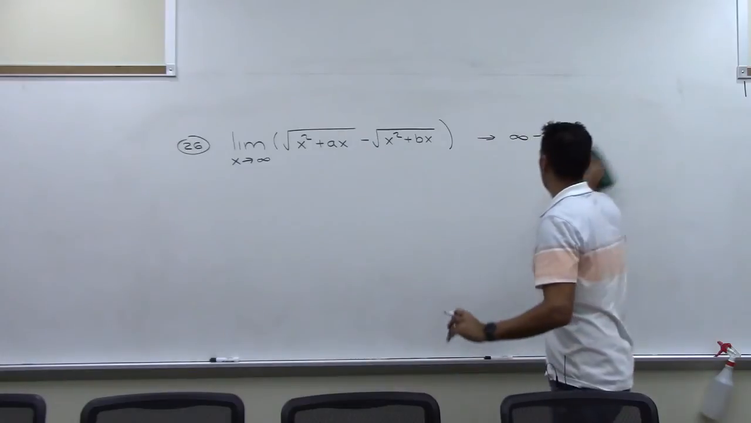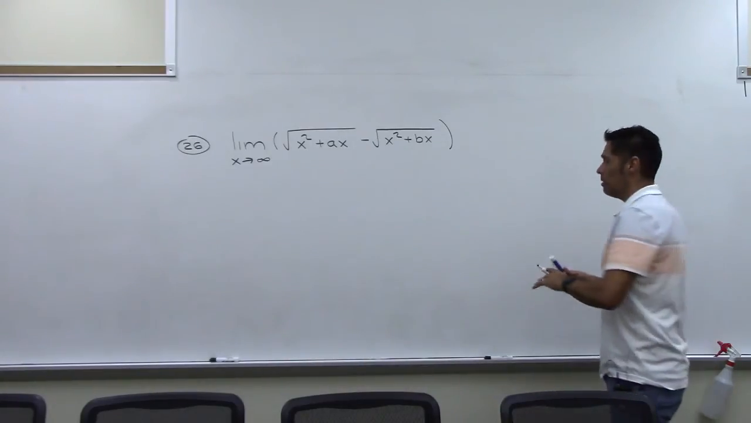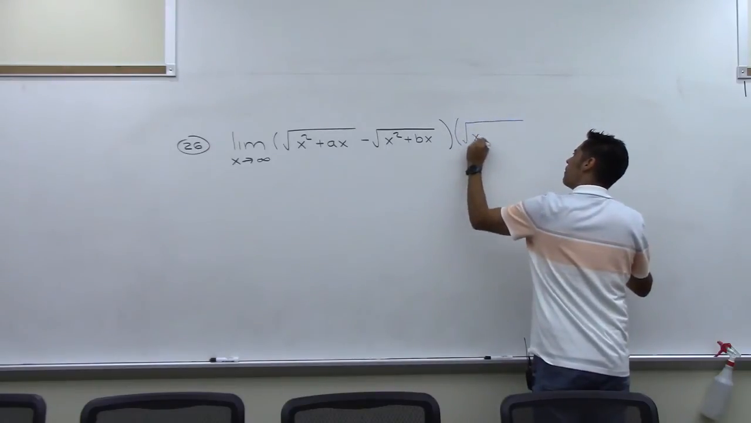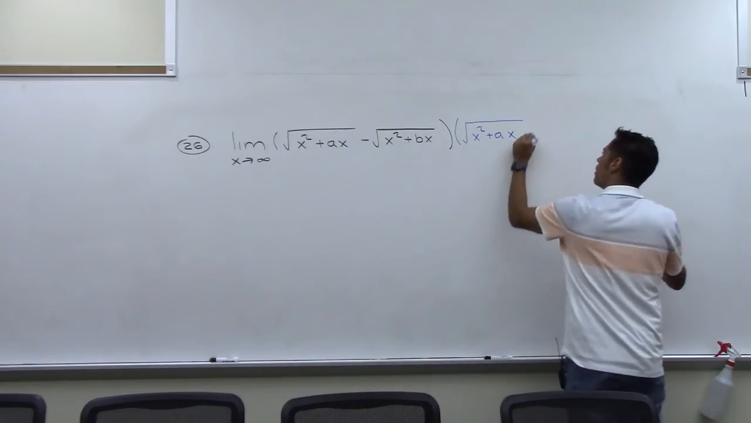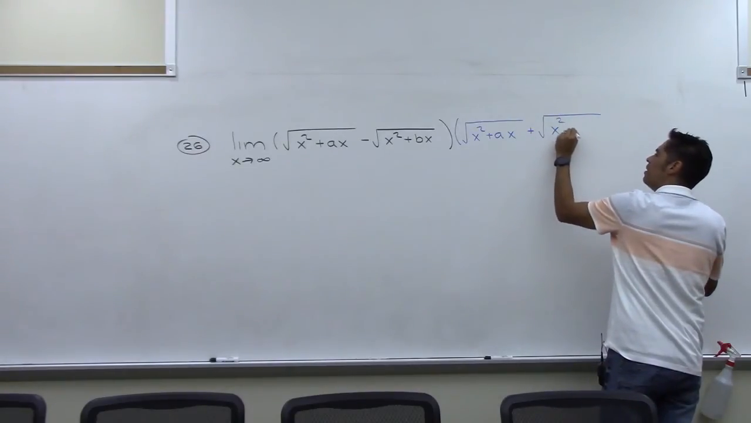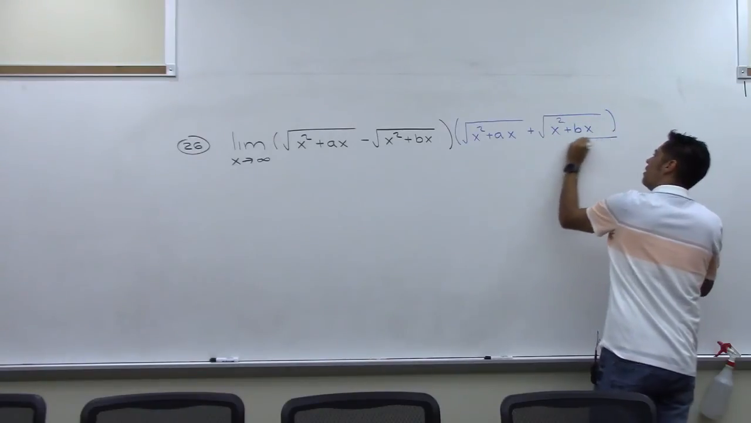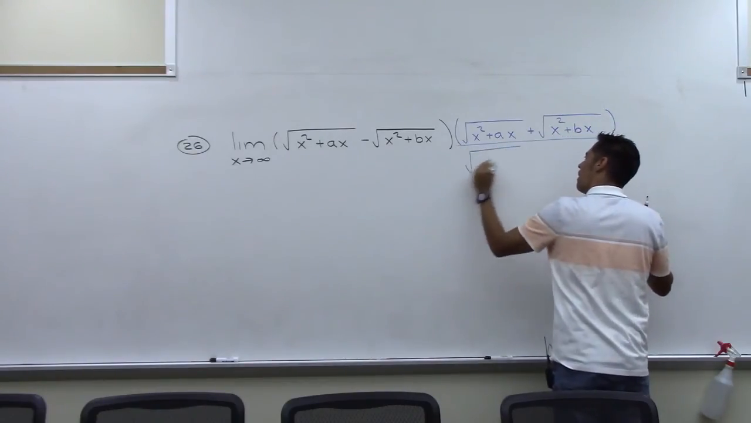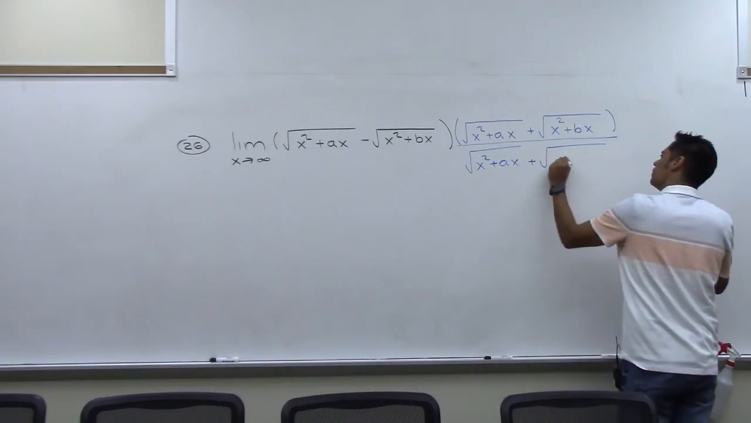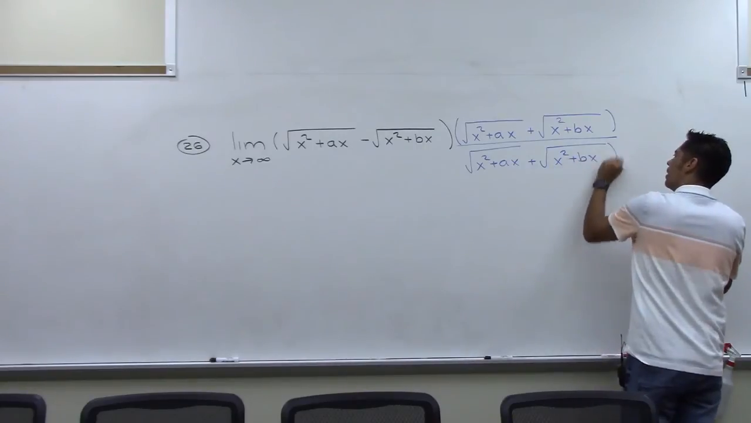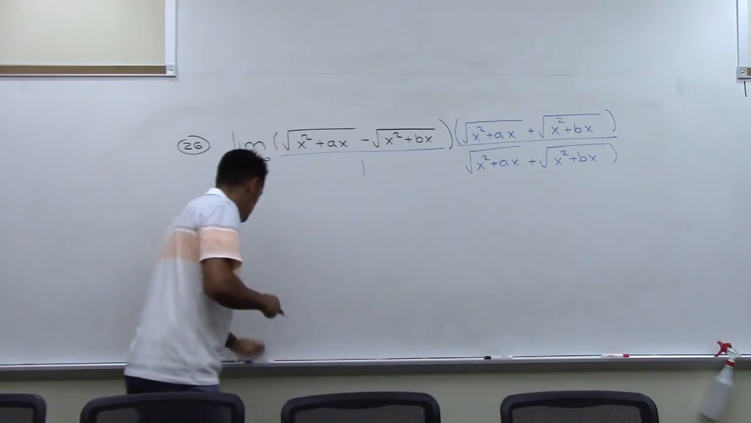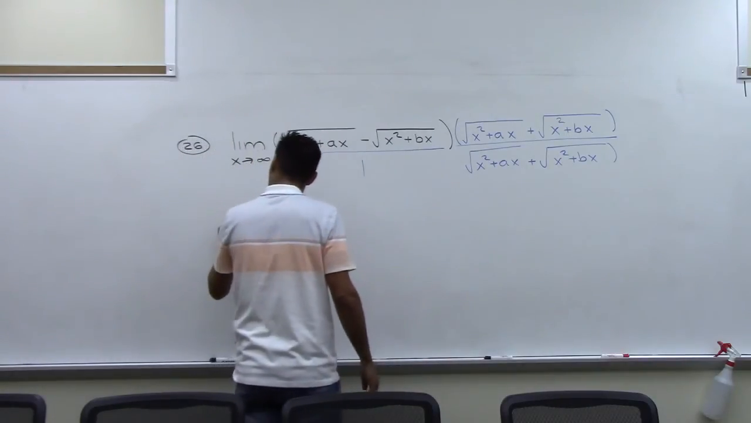And I will come in here with the conjugate. So if I come in here with the conjugate, I'm just changing the signs between them. And I do that on the top and the bottom. Like that. Make this over 1. Then when I multiply out that top, let's see what I get.